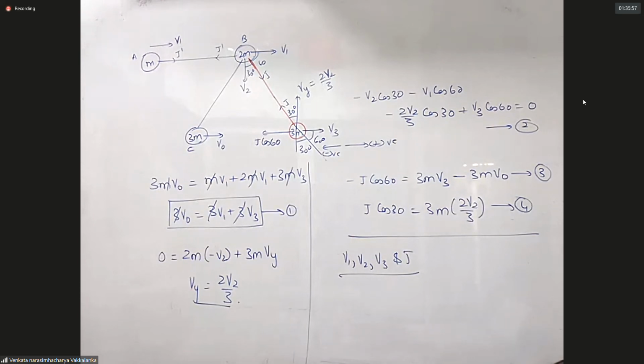Sir, the net velocity of ball B will not be determined only by string BC, right? Right. J dash also will come into the picture.